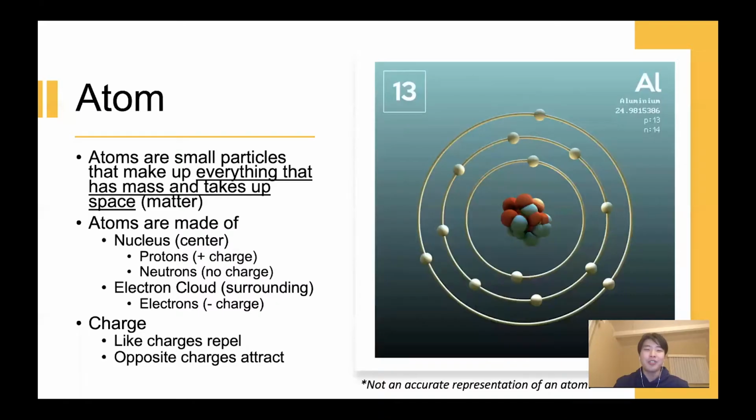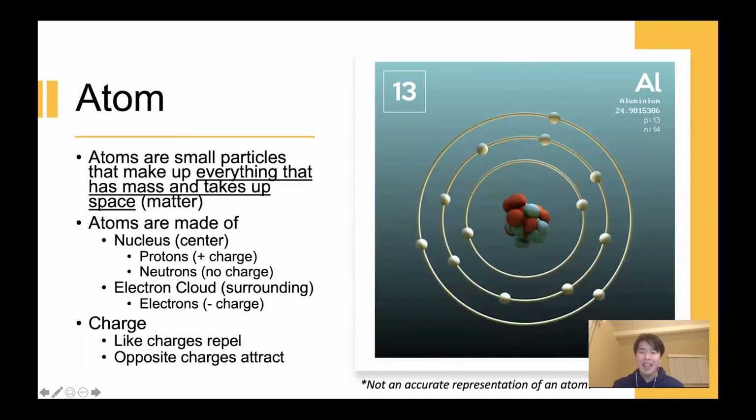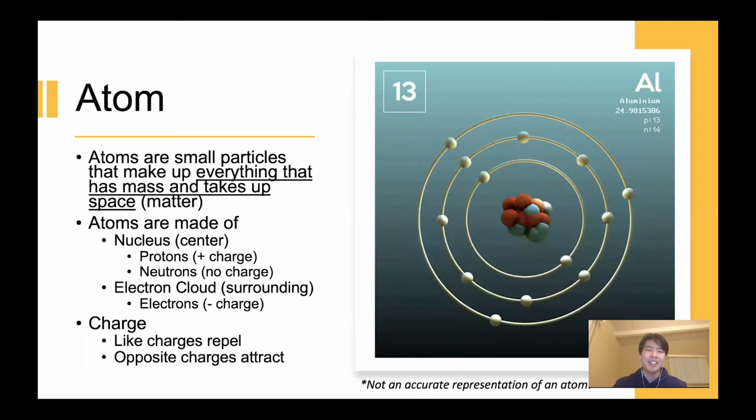To talk about electricity, we have to really go down to the fundamental particle called the atom. Atoms, I'm sure many of you have learned already. Just review. So atoms are what? A small particle that makes up everything that has mass and takes up space. The underlined word is actually matter. Everything that has mass and takes up space is called matter, and it's made of what?